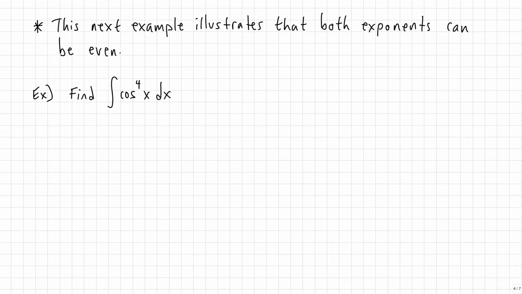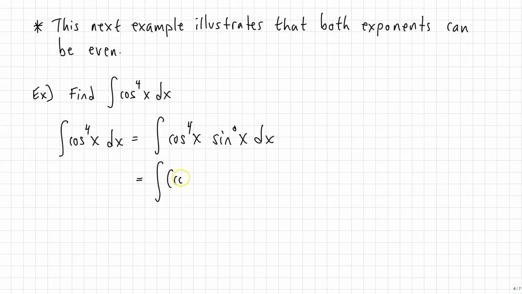So in this next example, you can have both exponents be an even integer, and we can still make it work. So if we had cosine to the fourth of x dx, that would be the same thing as cosine to the fourth x times sine to the 0. So they're both even integer exponents. We don't really need the sine to the 0, but it shows you that it is in the form that we are interested in, cosine to a power, sine to a power.